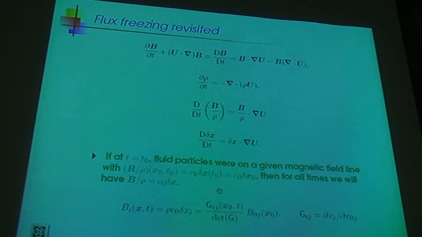So how does that come about? It is just recasting the induction equation. It's just something which is standard textbook material. If you look at the induction equation, you can rewrite it as dB/dt plus u dot grad B is B dot grad u minus B divergence u. We wrote this down right in the beginning. But if you look at it this way, you can eliminate divergence u by using the continuity equation and write down the following equation for B by rho. The Lagrangian derivative of B by rho is B by rho dot grad u.